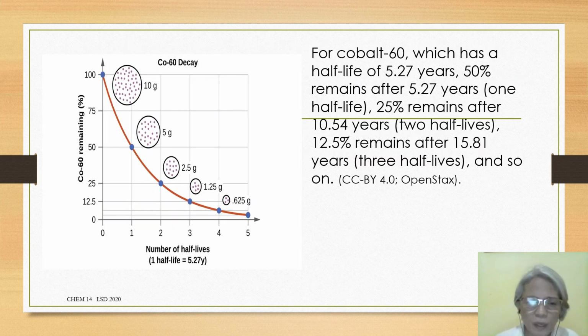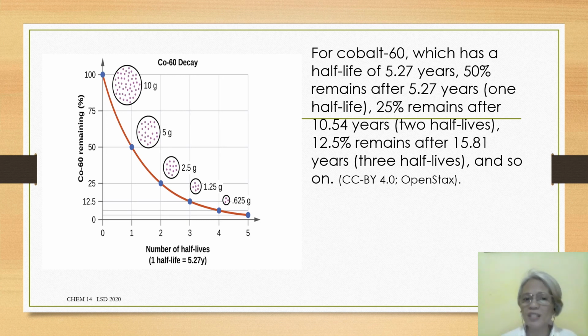Alright, so we have here a graph which shows the disintegration of cobalt-60. On the x-axis, you have the number of half-lives. On the y-axis, we have the percentage decomposition. So we start with 10 grams of cobalt-60, whose half-life is 5.27 years. At the end of 5.27 years, so after one half-life, the 10 grams will be reduced to half. So we now have 5 grams of cobalt-60. That's 50% of the original amount.